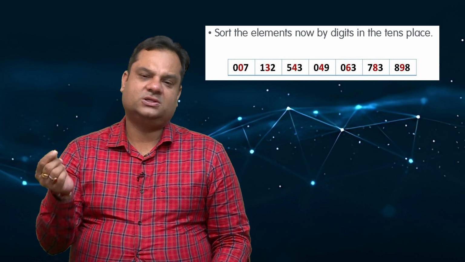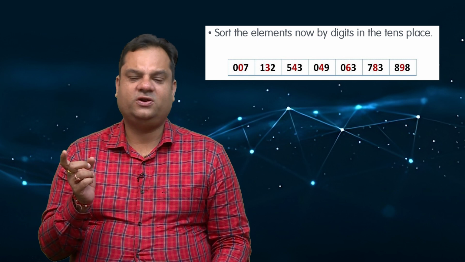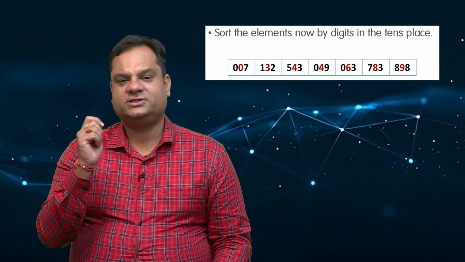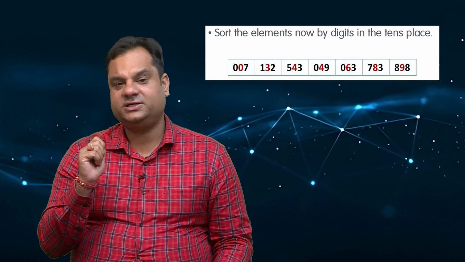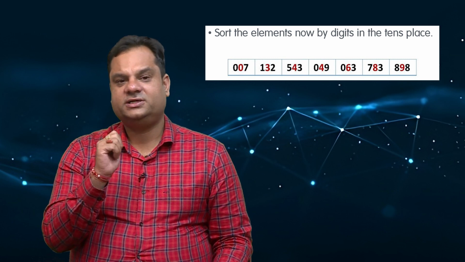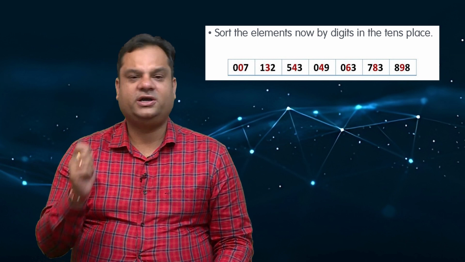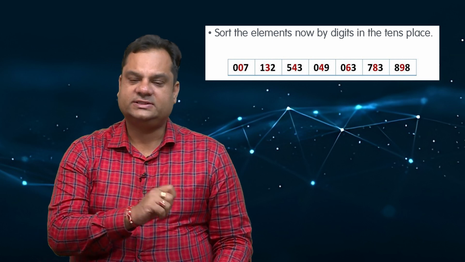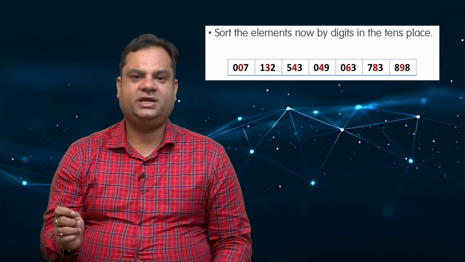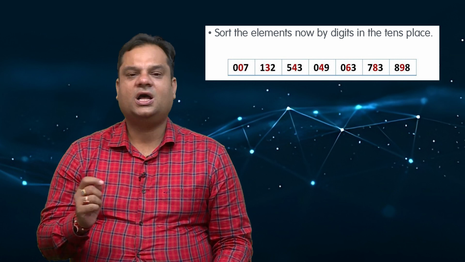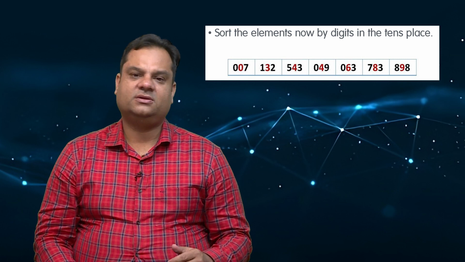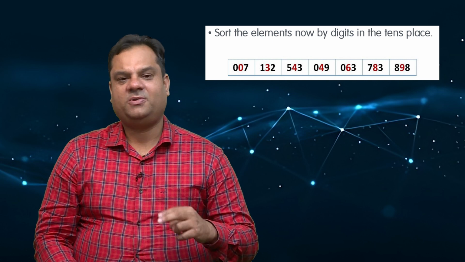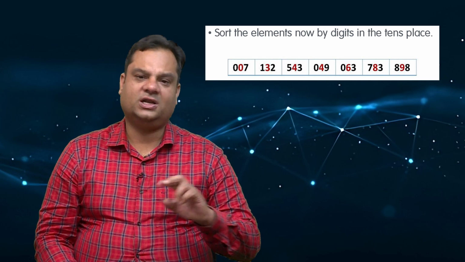We also take the prefix and postfix values of the order of that particular data. The output of the tens place unit of data is 007, 132, 543, 49, 63, 783, 898. This is the output of the tens place data. Again, this is not the end of our result, because here we have applied the loop only 2 times. Now go for the last loop.